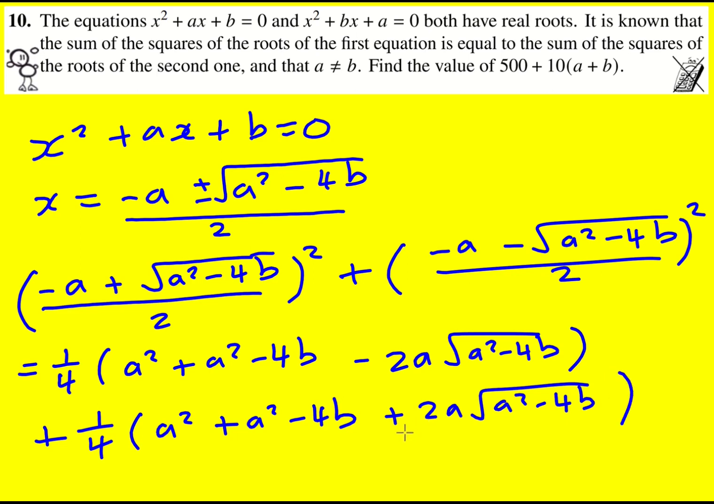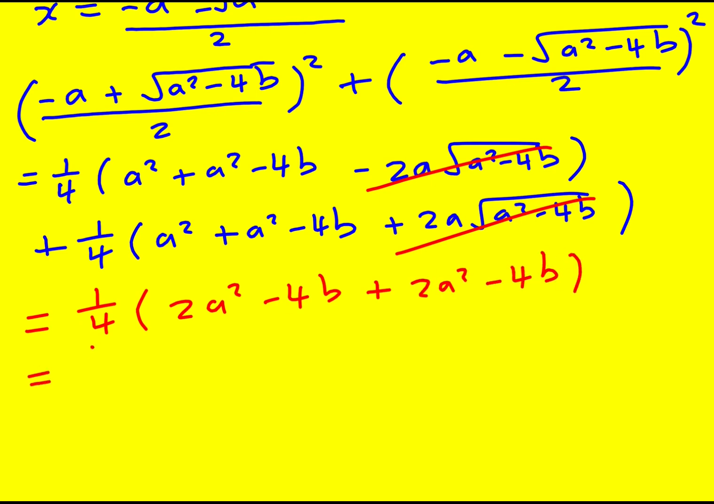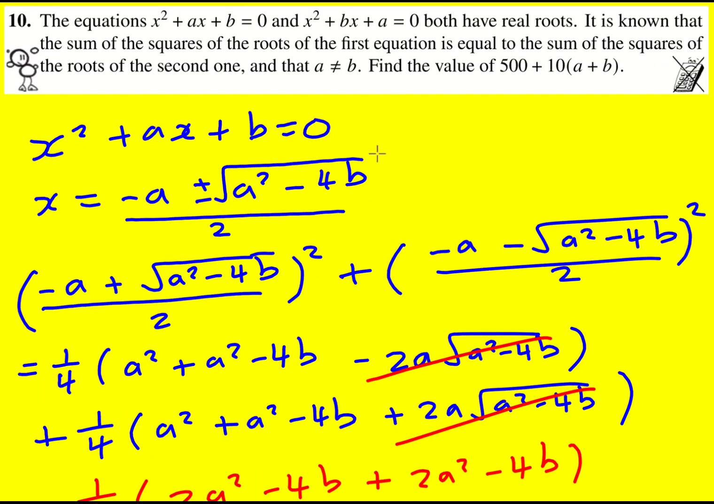And when I add these together, because I've got a minus and a plus, these are simply going to cancel out. So I'm going to bring it together under the bracket. I've got a quarter. It's going to be 2a squared minus 4b plus another 2a squared minus 4b, which is 4a squared minus 8b. a squared minus 2b. Okay, so the sum of the squares turned out to be something quite simple.